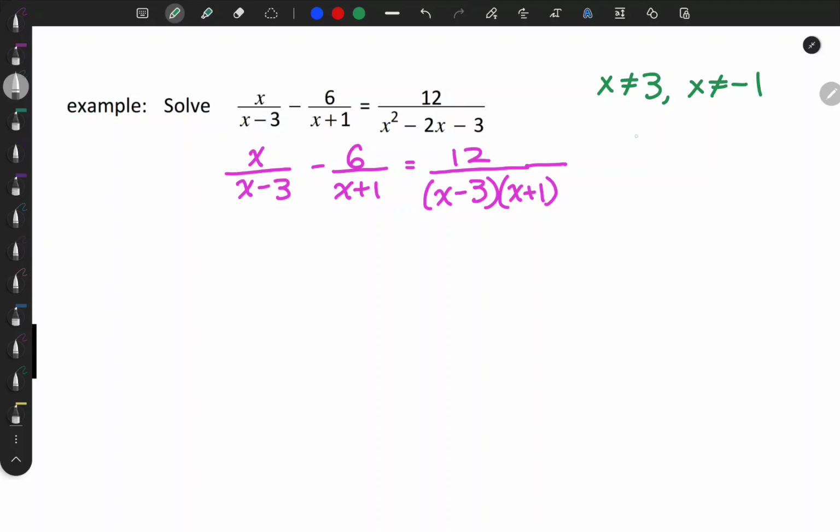All right, finding our LCD. Let's look at our denominators.